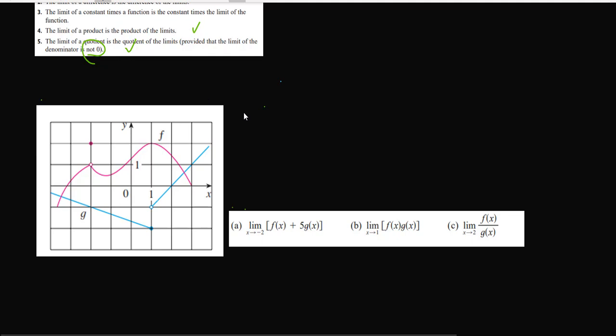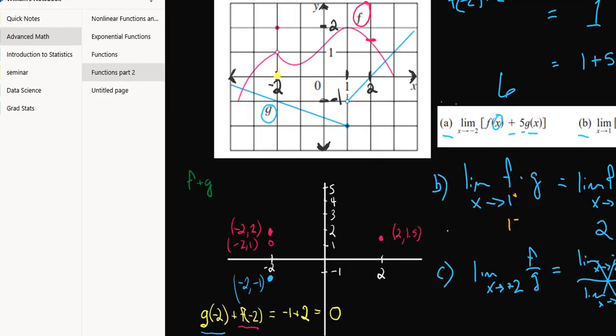Okay, let's try some of these examples here, A, B, and C. The functions are given graphically over here on the left. Before we talk about the limits of these functions, let's just think about the two functions. We have the red function here, and that's called f. And we have the blue function here, and that's called g.